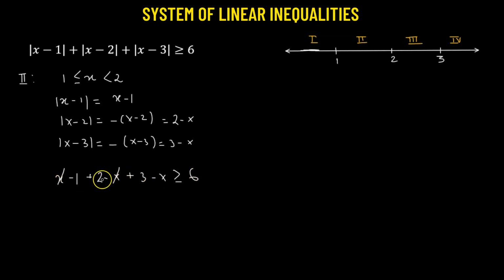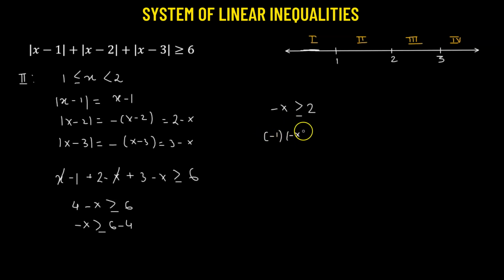So we have 3 plus 2, which is 5, and 5 minus 1 will be 4. So we have 4 minus x less than or equal to 6. So we will transpose 4 to the right hand side. So we get negative x greater than or equal to 6 minus 4, which gives us negative x greater than or equal to 2. But we want to make the coefficient of x positive 1, so we'll have to multiply both sides with negative 1.